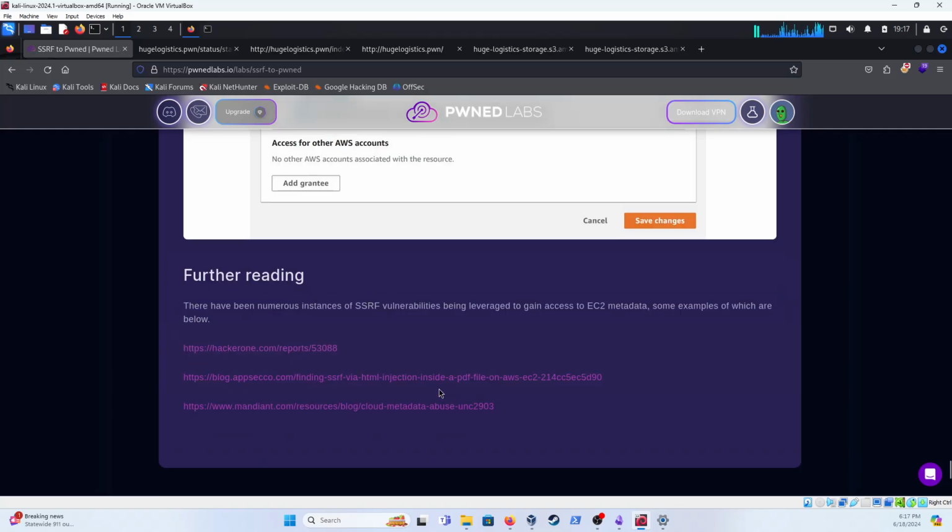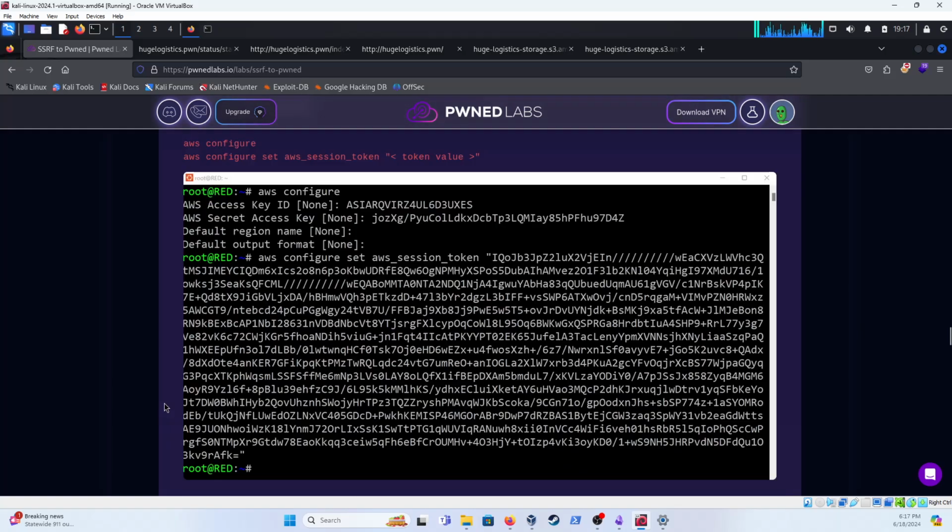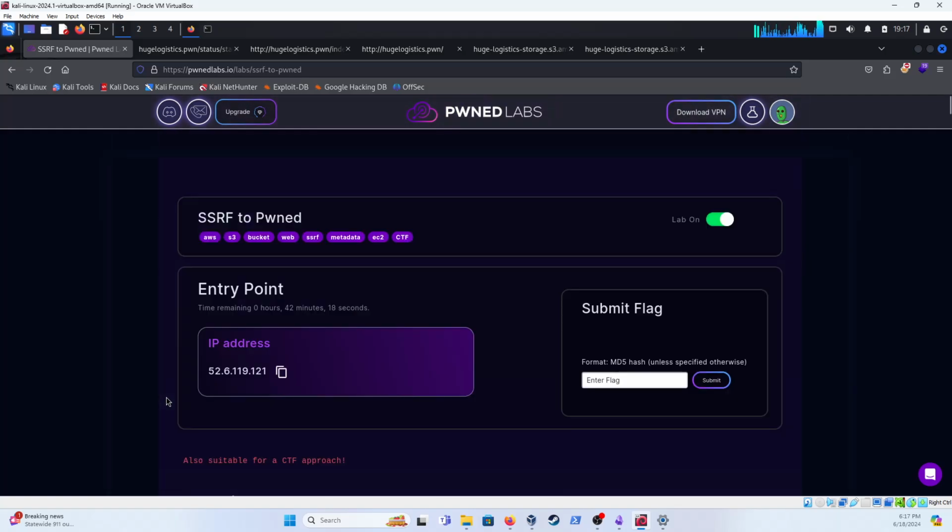And then it gives us some further reading here. And so that was making the world a better place with PwnedLabs.io and the lab SSRF to Pwned.